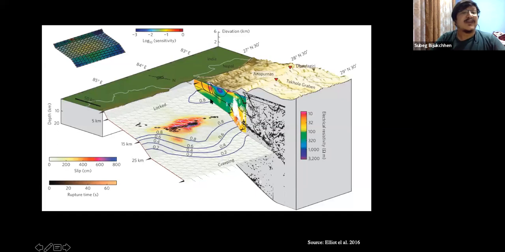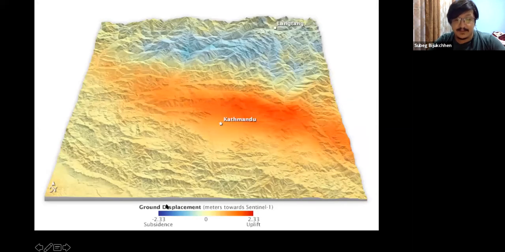That means you cannot go dig deeper and see how deep the earthquake was created, but from these images we can now know. This is an indirect method. So this is the whole Kathmandu. If you can see here, I'll just remove the ground displacement meters towards Sentinel. Sentinel means the name of the satellite.